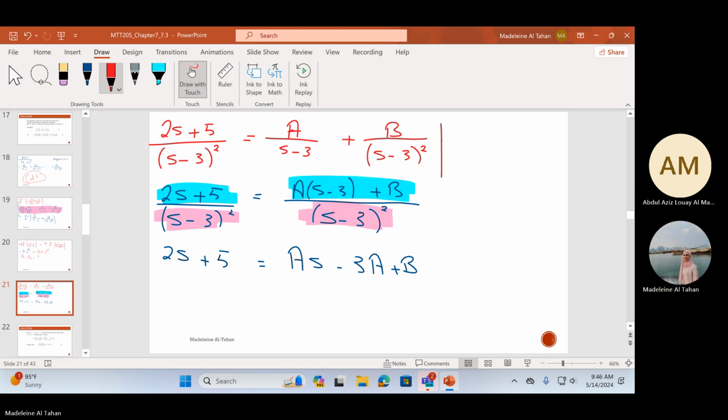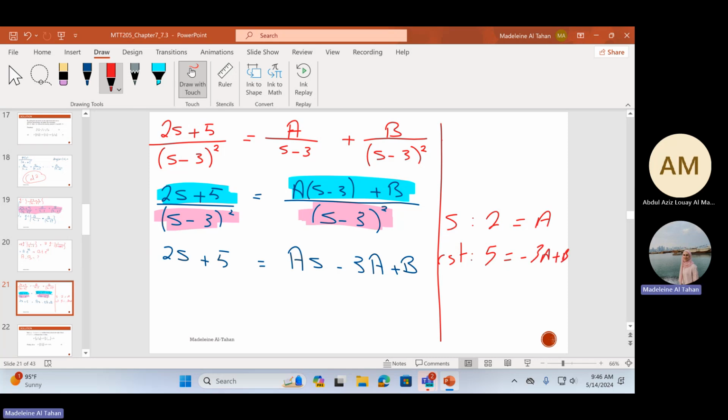Now let's find the coefficient of x and the coefficient of the constant. What's the coefficient of x in the left hand side? And the coefficient of the constant in the left hand side? Okay. On the right hand side, a is, and here what do we put?